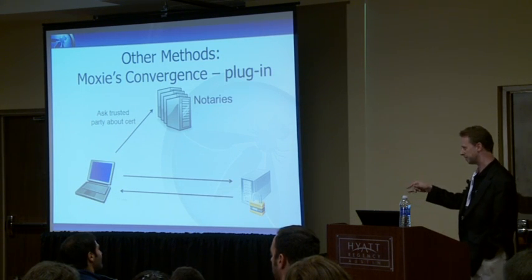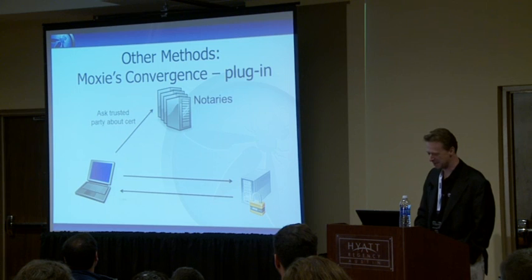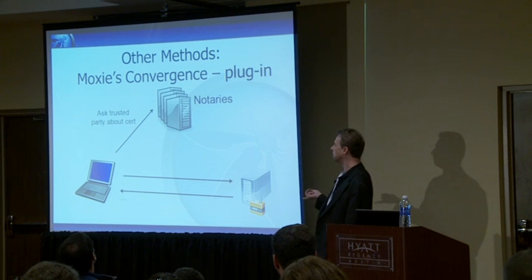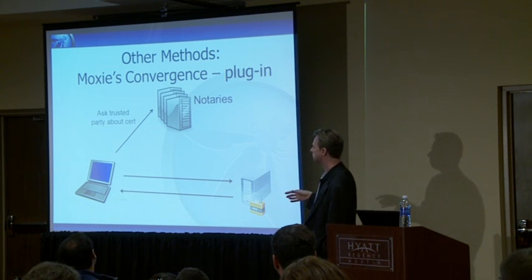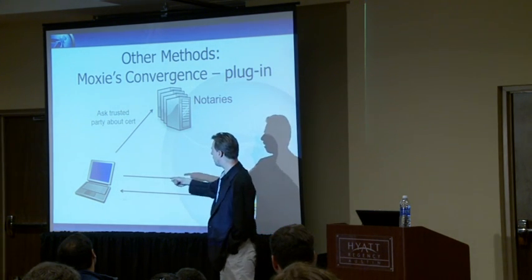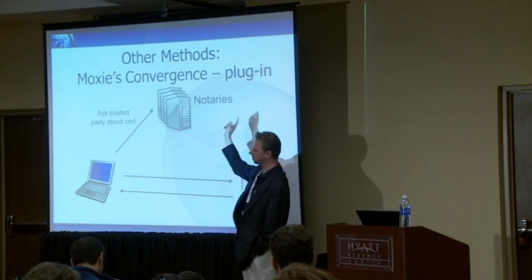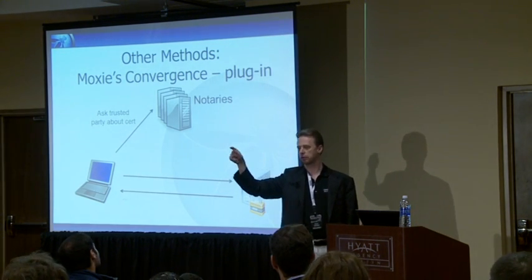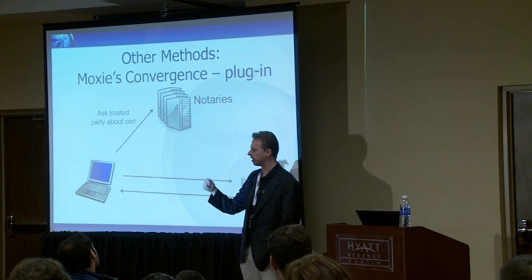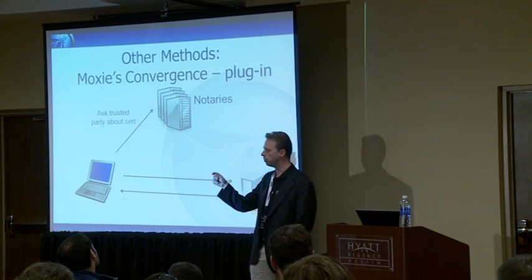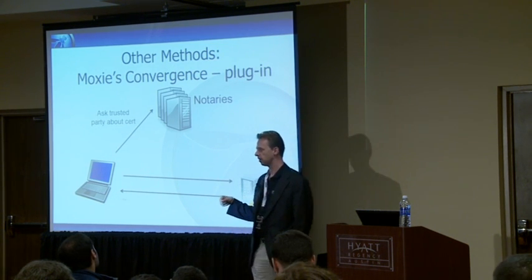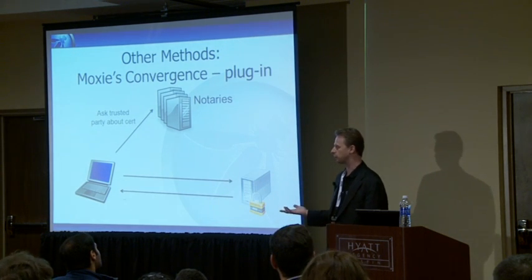I will not go into this. There's also another method. That's something Moxie presented about a year ago. I just want to mention this. I don't think this is going to happen, but it's a nice idea, where you don't actually ask a CA for trust, but you ask other people whether they see the same cert coming from this site. It's like going to all your friends and asking, hey, do you see the same? And then hoping that the man in the middle is not sitting between the target and all your friends, which is in a number of cases a fair assumption.